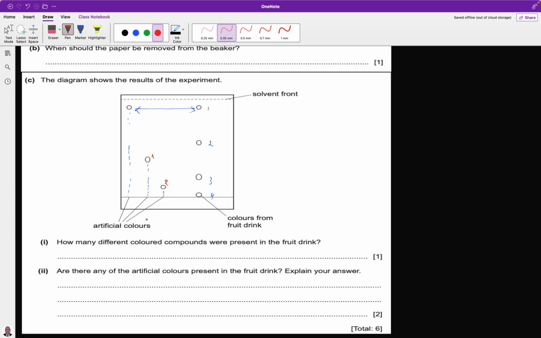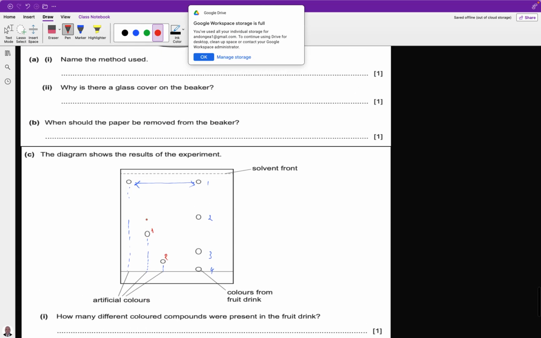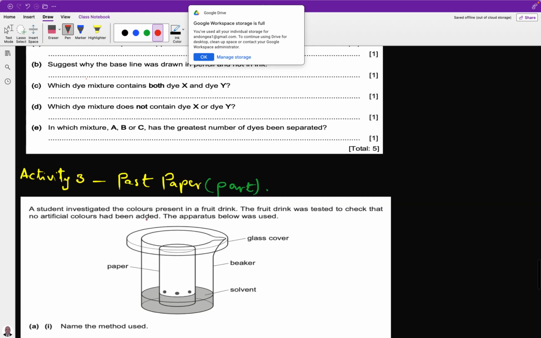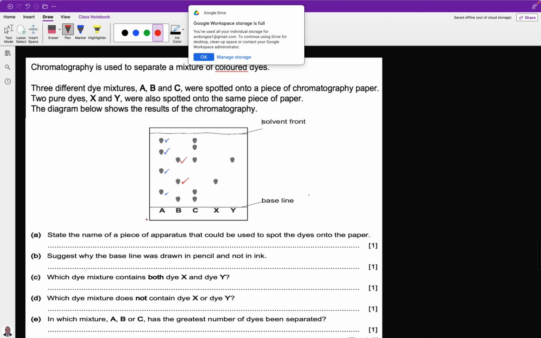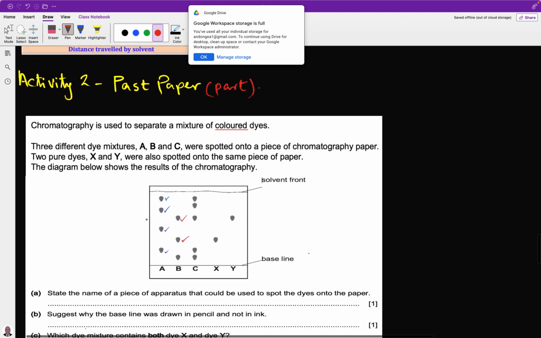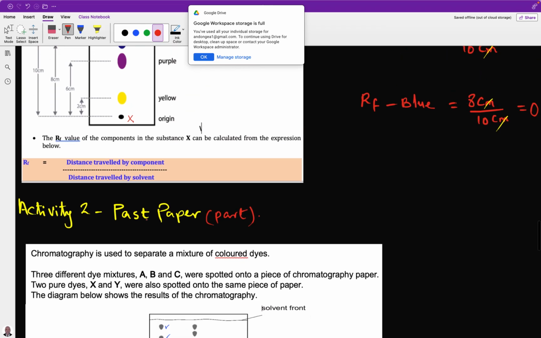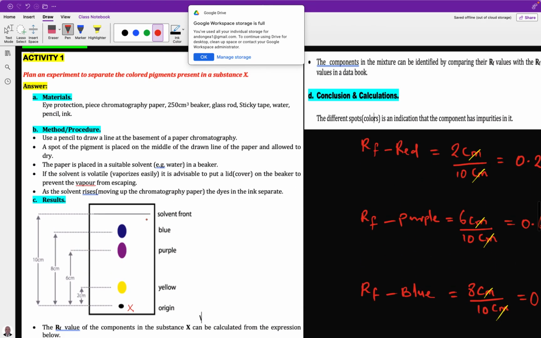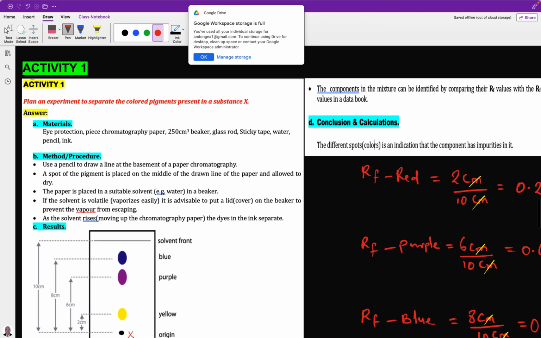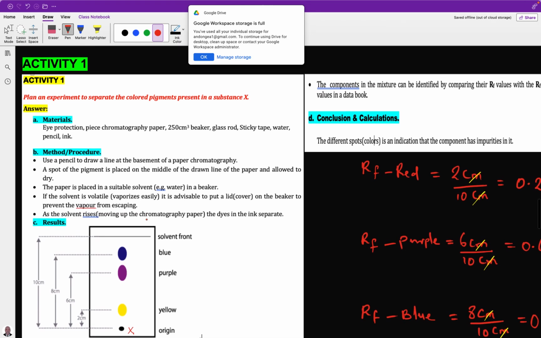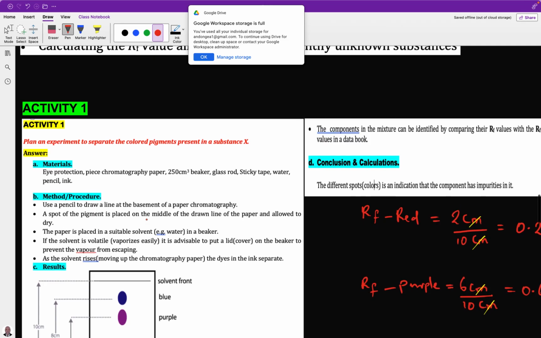So fellow learners, this is just an example. You will have similar questions like this. So go solve many other questions from alternative to practicals exams. You will see many other similar questions there. Remember, you should know how you can obtain your RF value. You should also know the purpose of the RF value. You should also know how you can plan an experiment to separate pigments present in any substance you are given.